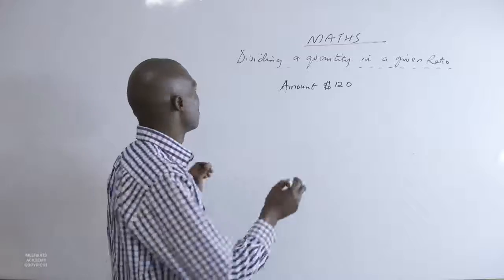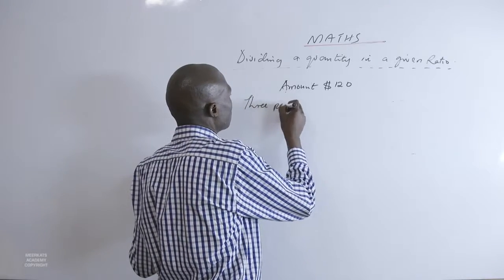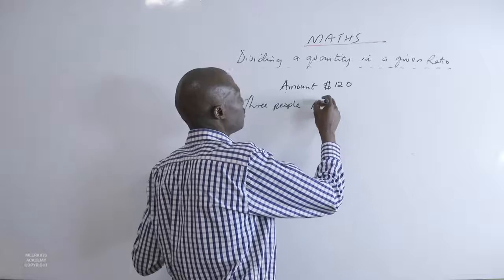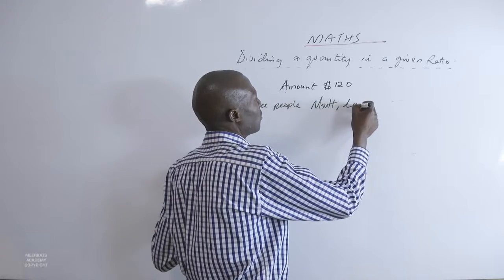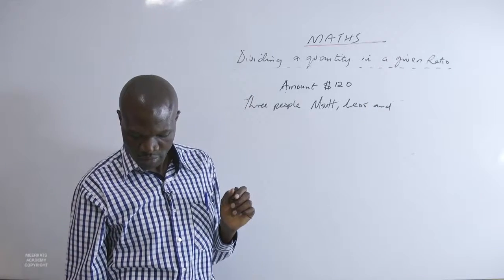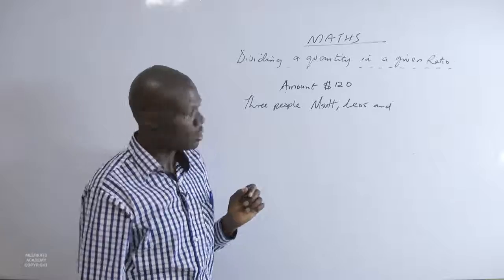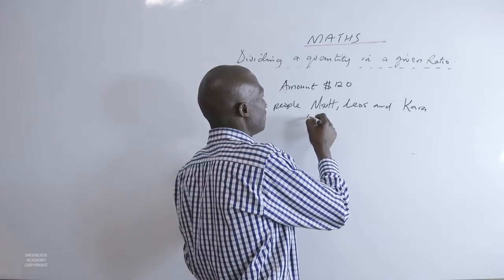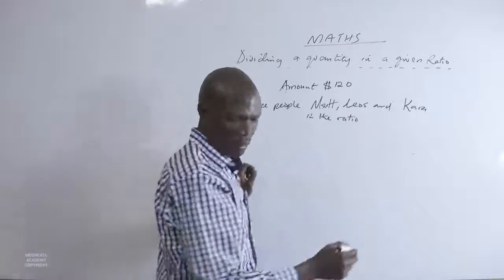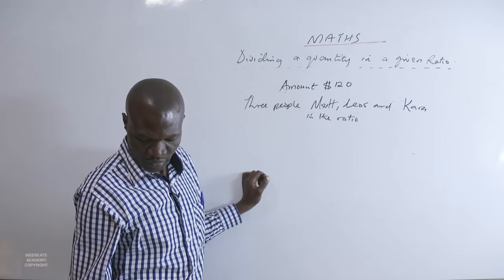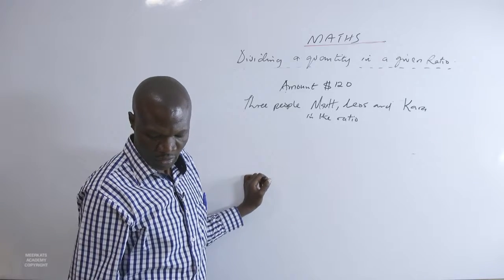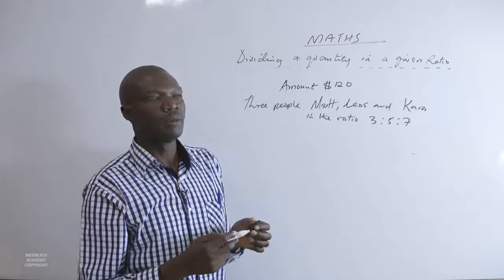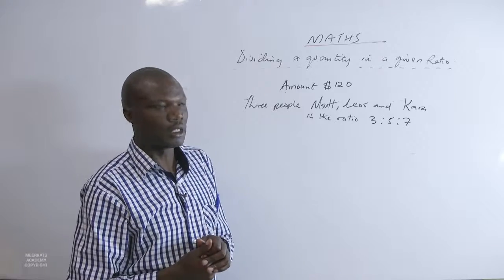So let us look at 3 people. Matt, Leos, and they are sharing in the ratio 3 to 5 to 7. Simple as that.